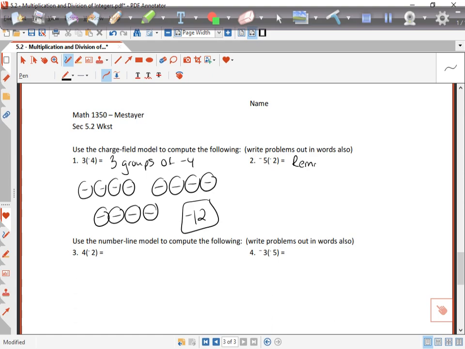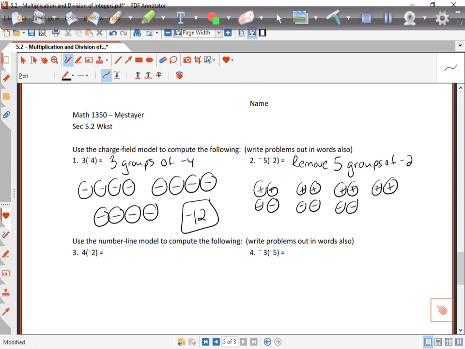This one, we're going to remove 5 groups of -2. So when we remove, that's when we have the pairs. All right, so we have 5 pairs of 2. Now we're going to remove 5 groups of -2. So we're going to remove that one, 2, 3, 4, 5, and that leaves me with +10.